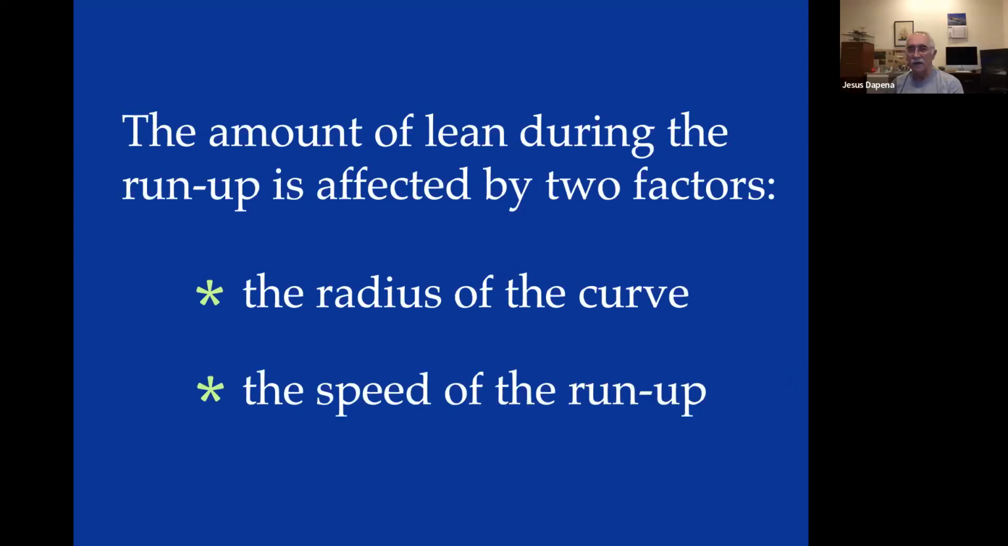The other factor that affects the amount of lean is the speed of the run-up. If you run faster, you will lean more. Again, an analogy is if you look at an indoor track and you have a 10,000-meter runner, he will lean a little bit on the curves. If you have a 200-meter runner, there will be a lot more lean on the curve. Okay, so you need to have a good speed on your run-up, and you need to have a radius, and you need to combine them in such a way that you have the appropriate lean towards the left at the start of the takeoff phase. This is if you're taking off from the left foot, of course. For the right foot, it will be a lean towards the right.